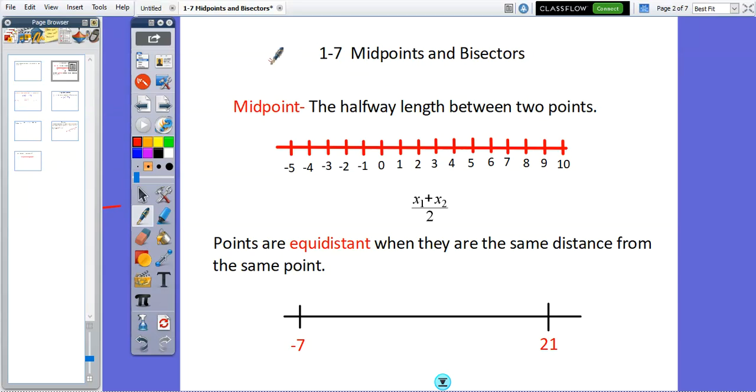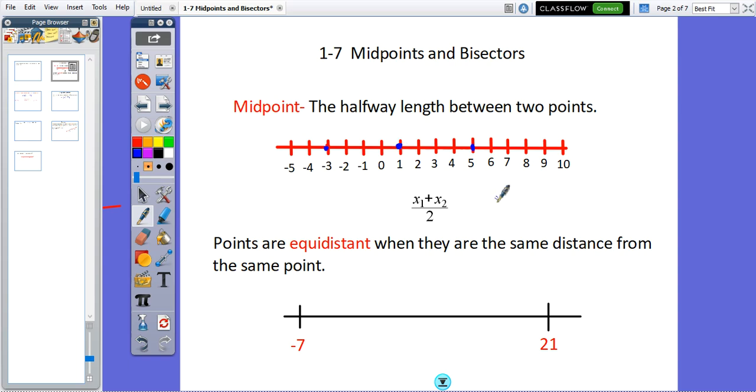Today we're talking about midpoints and bisectors. So a midpoint, again, is the halfway mark between 2 points. For example, on this line, we got -3 and 5. So the halfway point will be what? Well, let's count 1, 2, 3, 4, 5, 6, 7, 8. 8 units across, so halfway would be 4. So we go 1, 2, 3, 4.